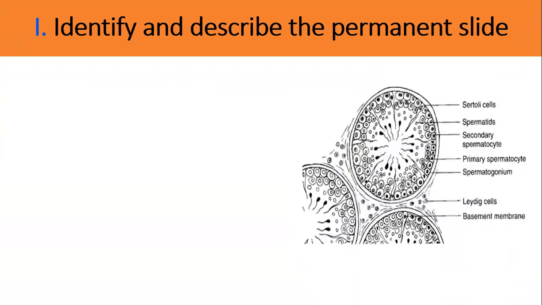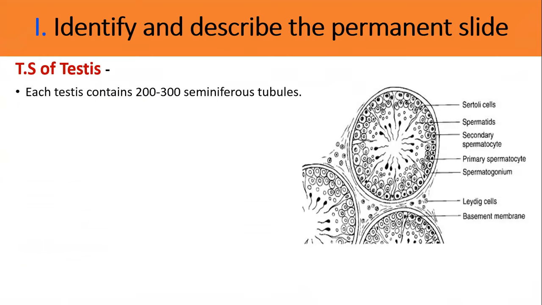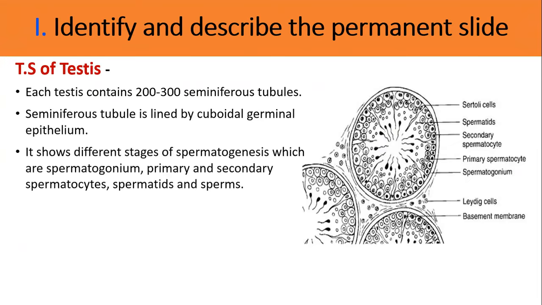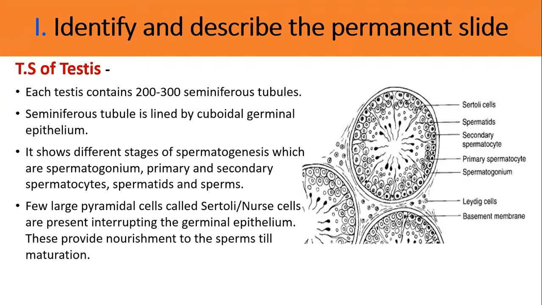Here you have to identify and describe the permanent slide. Now this slide will be seen under the microscope. So when you observe under the microscope, you will say that this is TS of testis, transverse section of testis. Each testis contains 200 to 300 seminiferous tubules. Seminiferous tubule is lined by cuboidal germinal epithelium. It shows different stages of spermatogenesis, which are spermatogonium, primary and secondary spermatocytes, spermatid and sperm.